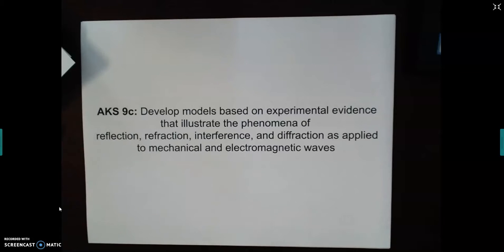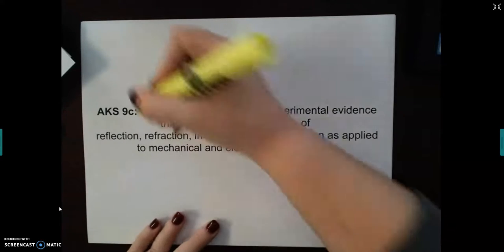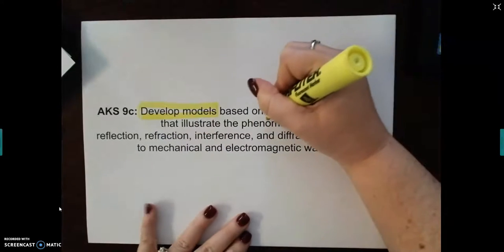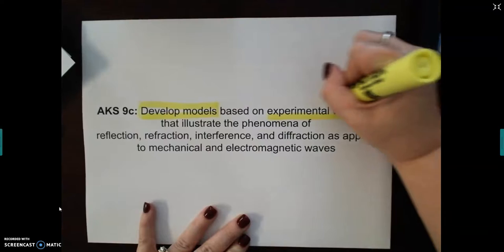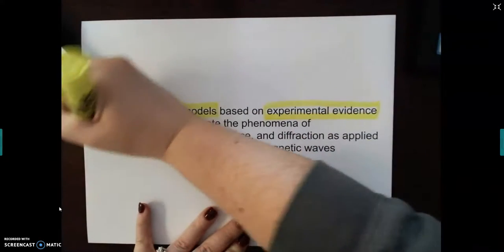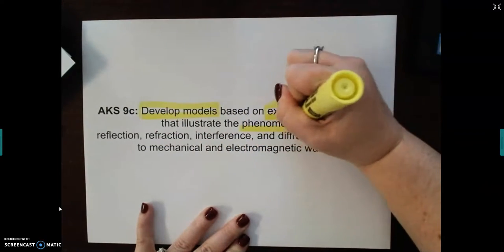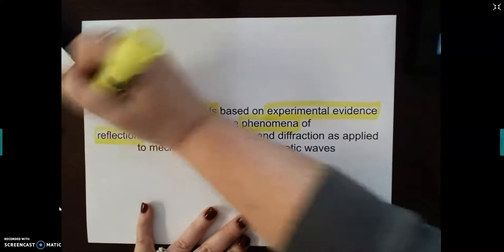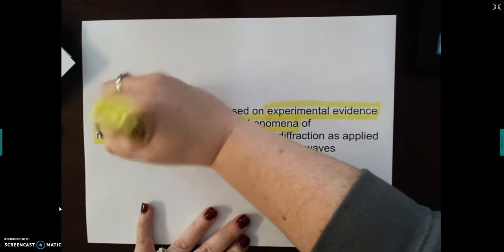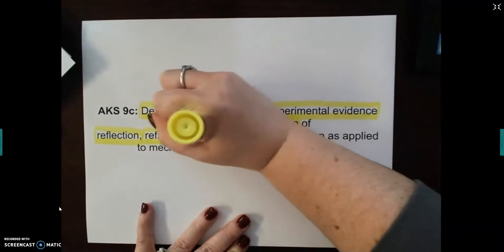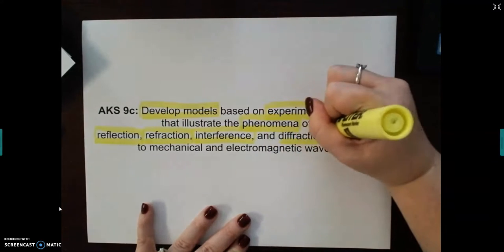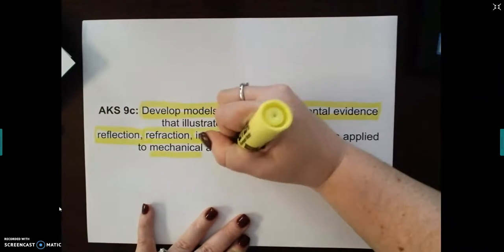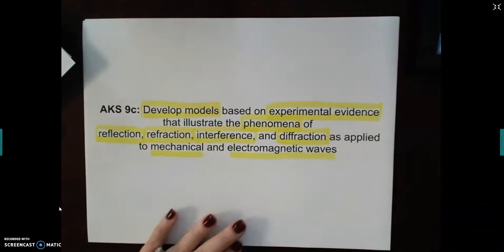So let's first mark the key vocabulary. I know that I'm going to mark develop models. I'm going to mark experimental evidence. I'm going to mark the word phenomena. I'm going to mark reflection, refraction, and interference. I'm going to also mark diffraction. And lastly, I'm going to underline mechanical and electromagnetic waves.